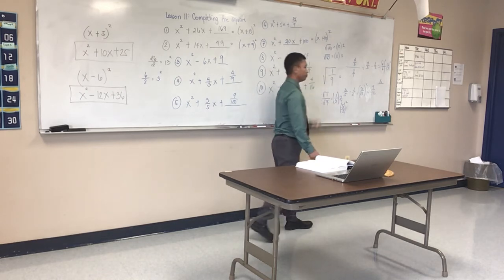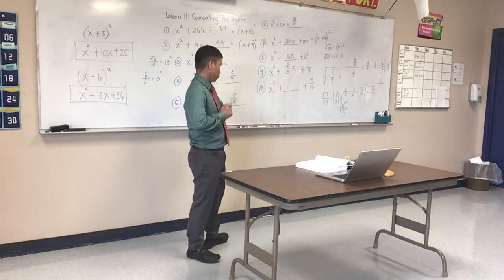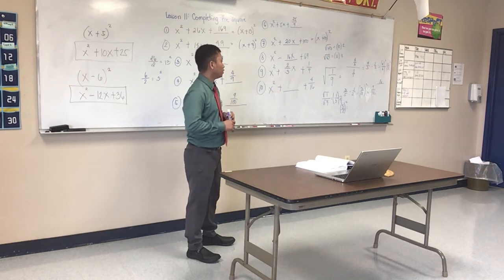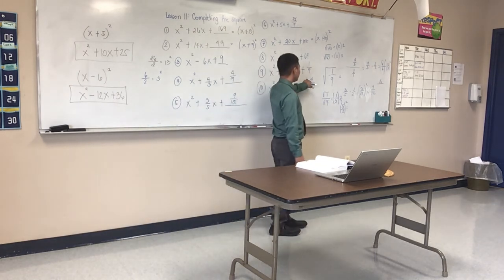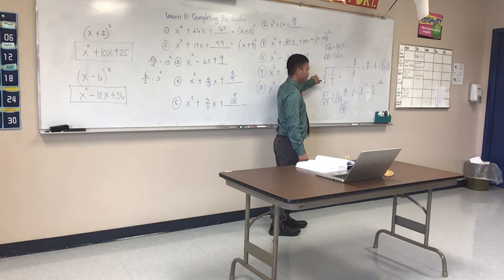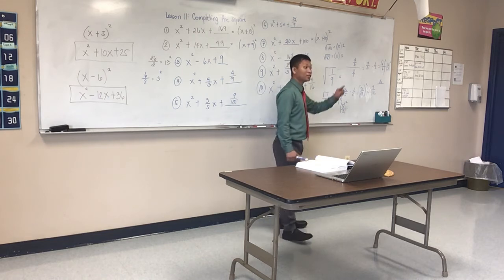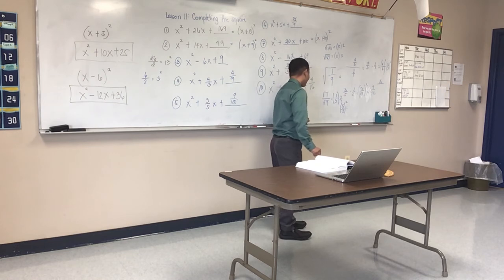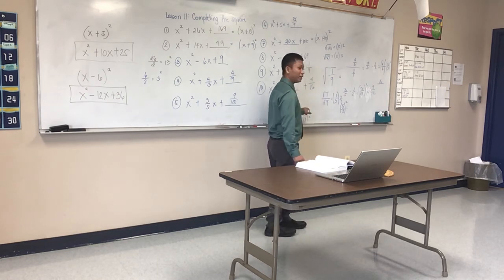4 over 16. You just square root this one. Square root of 4 is 2, square root of 16 is 4. So 2/4, or that is 1/2. Then 1/2 times 2, that would be 2 over 2, or that is 1. Or that is 1x.